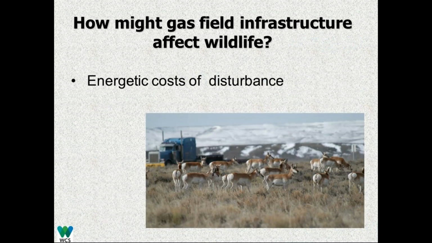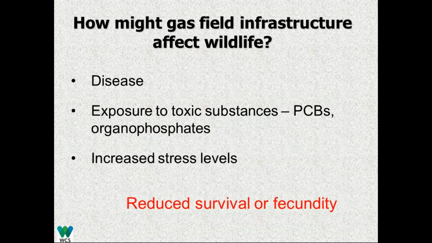And gas field infrastructure can also affect wildlife through the energetic cost of disturbance. If animals are spending more time being vigilant, particularly in places like the Upper Green, where pronghorn are overwintering at 7,000 feet, they're already on a sliding body mass scale throughout the winter. They're not maintaining body mass, they're already losing it. If they spend more time being vigilant or running, if they don't habituate to disturbance, then that could speed up that rate of decline, which could ultimately lead to lower fecundity and demographic impacts and survival.